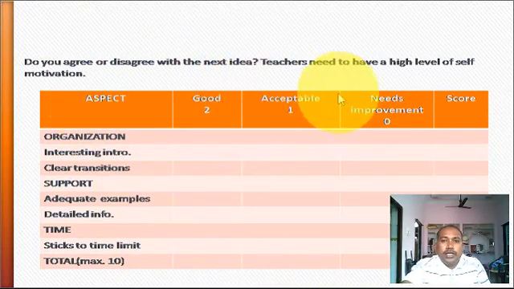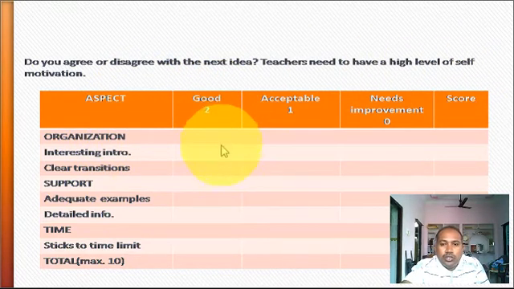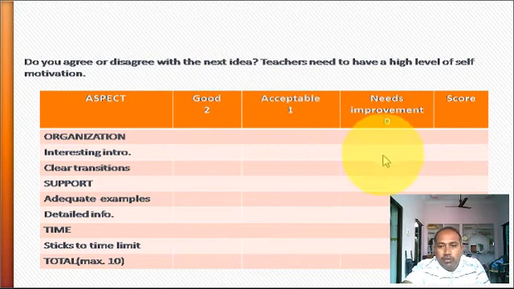Do you agree or disagree with the next idea? Teacher needs to have a high level of self-motivation. If organization is good, give 2 marks. If it is acceptable, give 1 mark. Needs improvement, award 0. Interesting introduction, clear transition, support, adequate examples, detailed information, time: stick to the time limit, and the total.